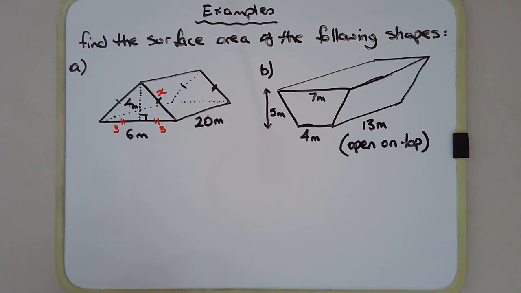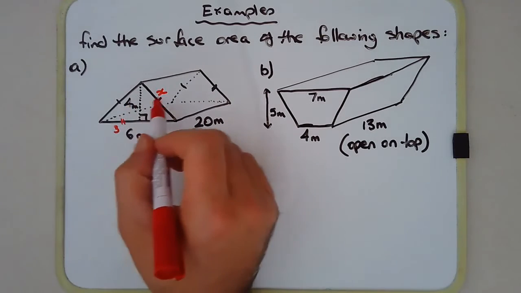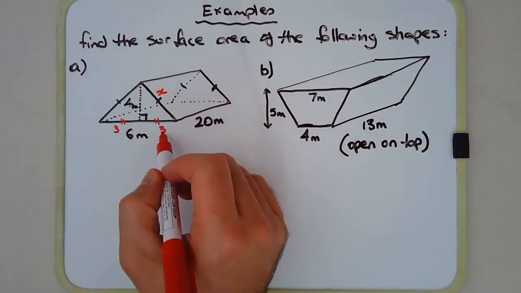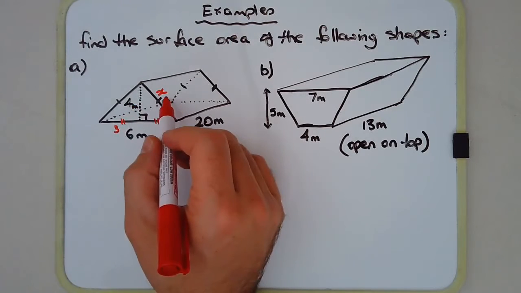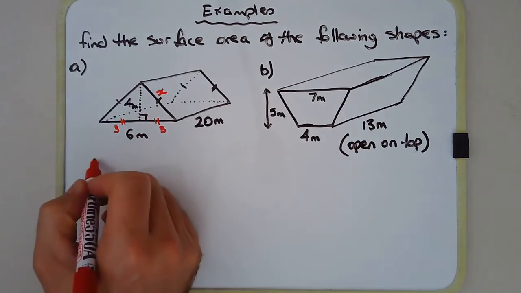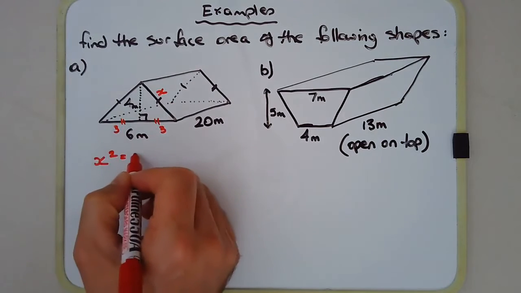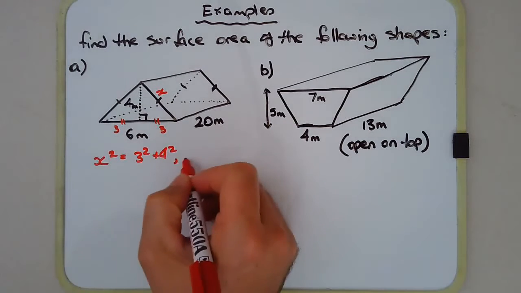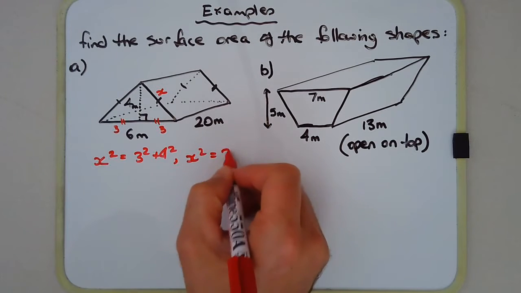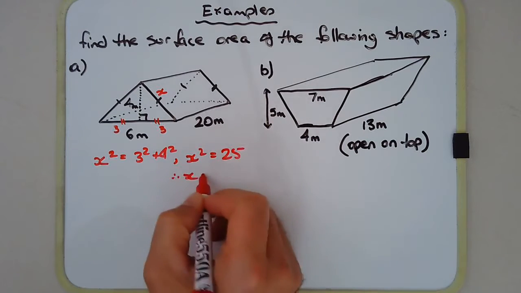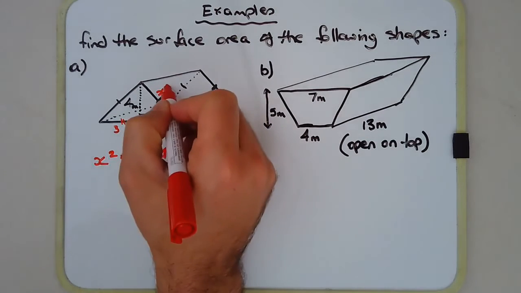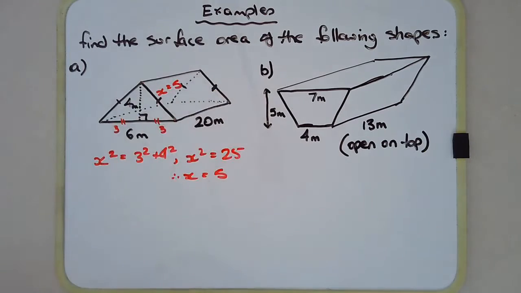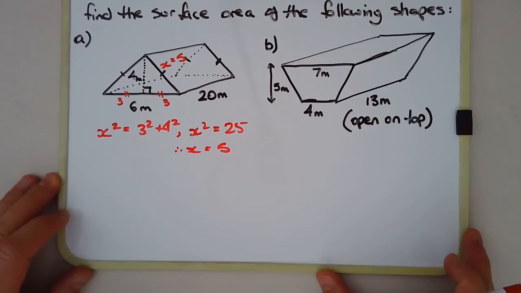All right. And if you know Pythagoras' Theorem well, I hope you do. 3, 4, 5. 3 squared plus 4 squared equals 5 squared. So x squared is equal to 3 squared plus 4 squared. That's a 3, 4, 5 triangle. x squared is equal to 25. Therefore, x is equal to 5. So we do have a value for this hypotenuse. Now we have enough to be able to work out the surface area of this triangular prism.